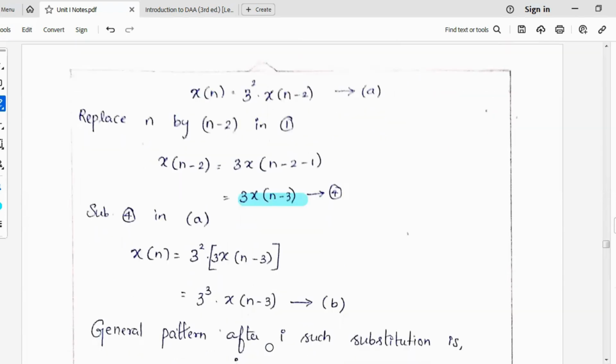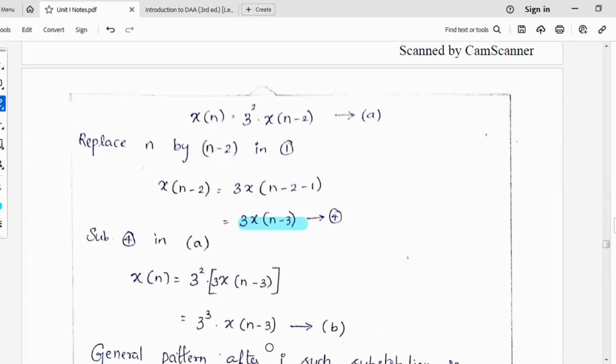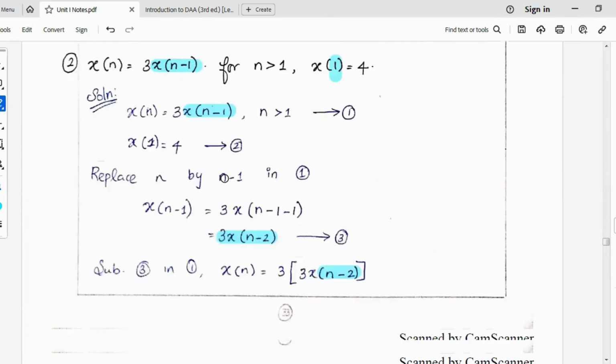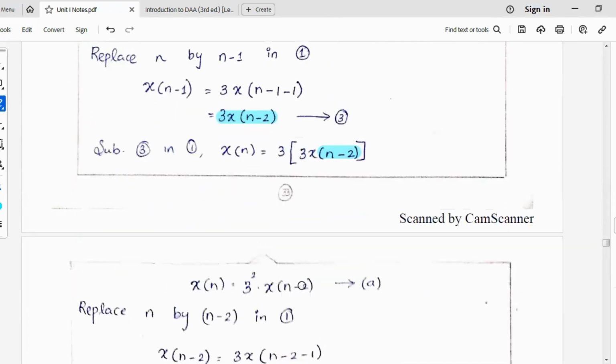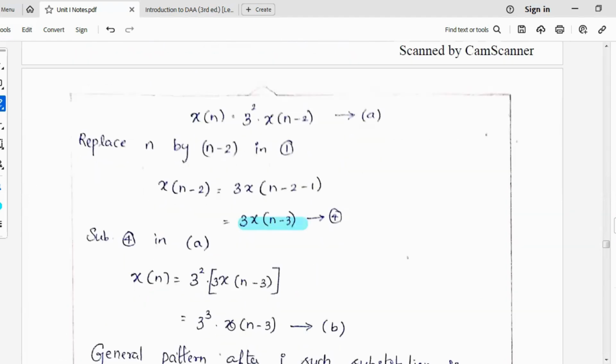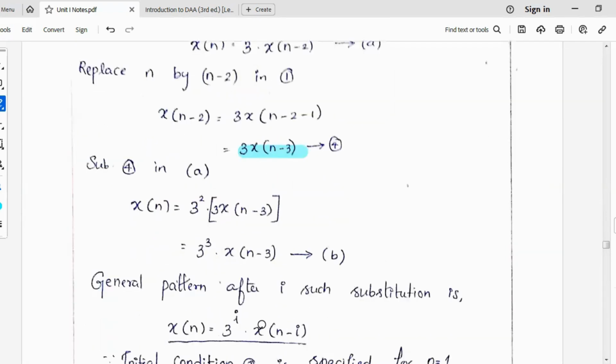So I have now come 3 steps backward, right? In the first step, I am getting 3x of n minus 1. In the second step, 3 power 2 x of n minus 2. In the third step, I am getting 3 cube x of n minus 3. From this, I can derive a general pattern, 3 power i x of n minus i, right? 3 power i x of n minus i is the general pattern I can derive from this backward substitution.